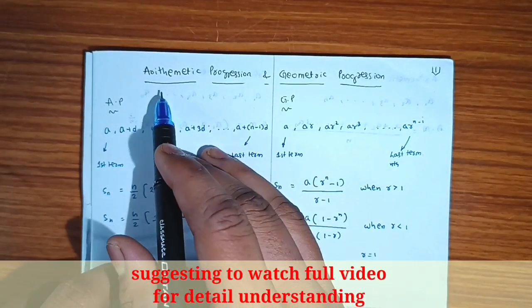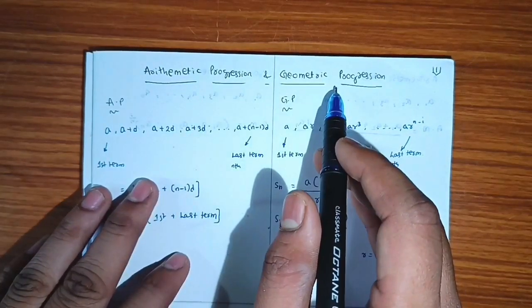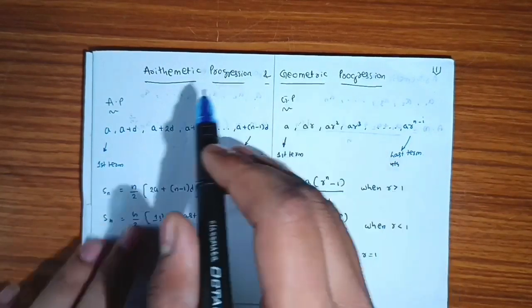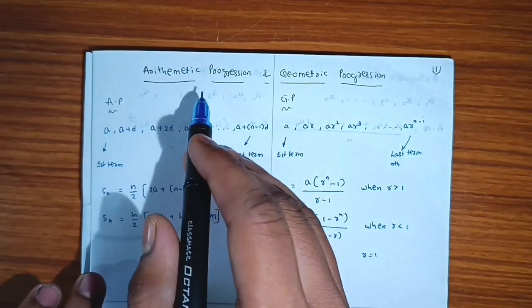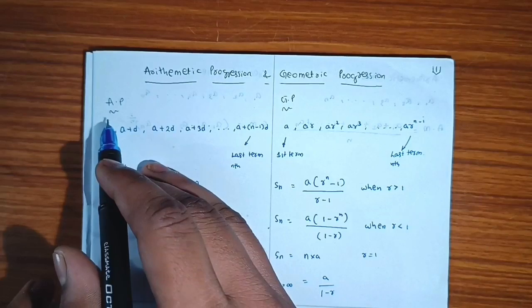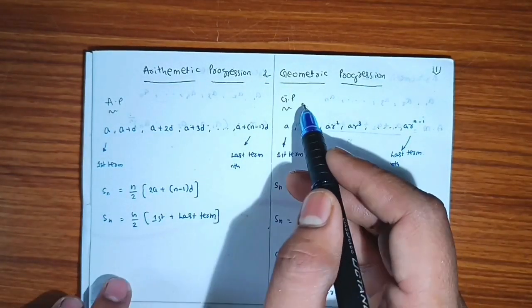In this video we are going to see the topic arithmetic progression and geometric progression of the aptitude series. At the very first, let us start with the basics. Arithmetic progression in the short form we can write as AP, and geometric progression in the short form we can write as GP.